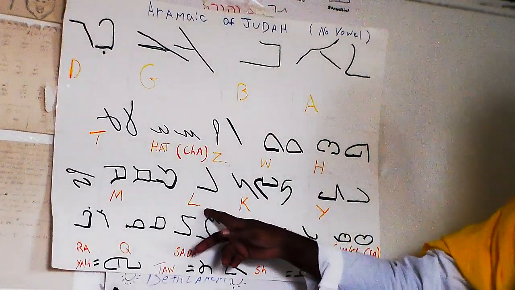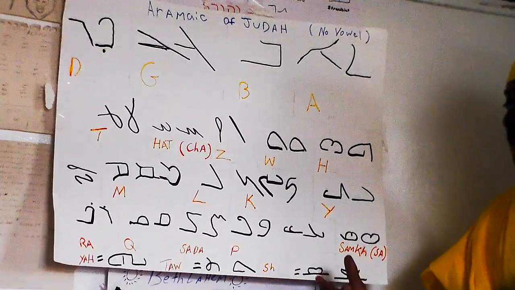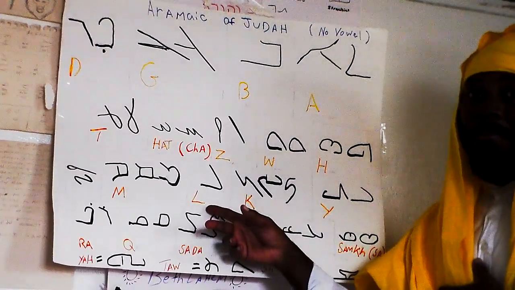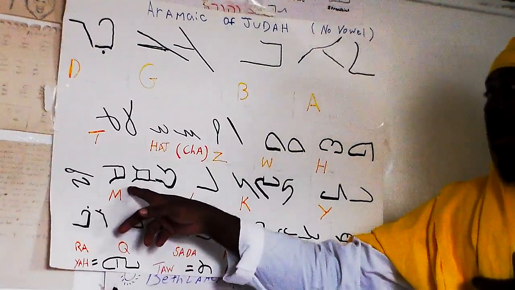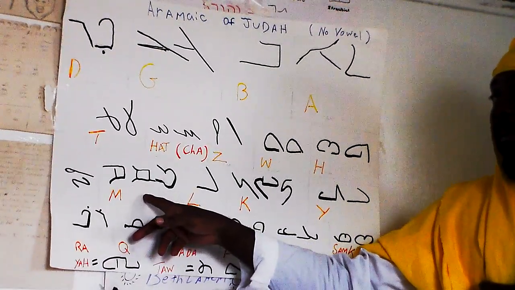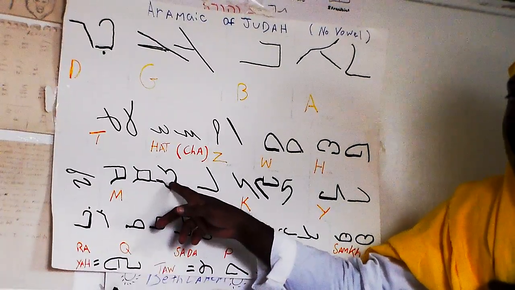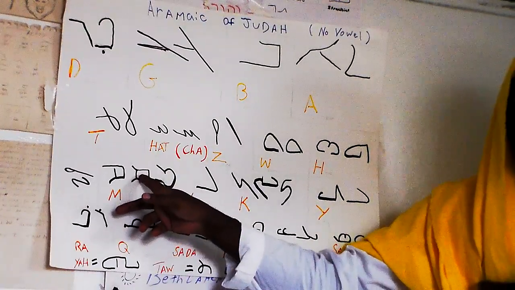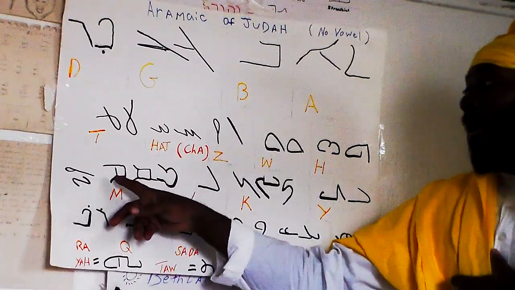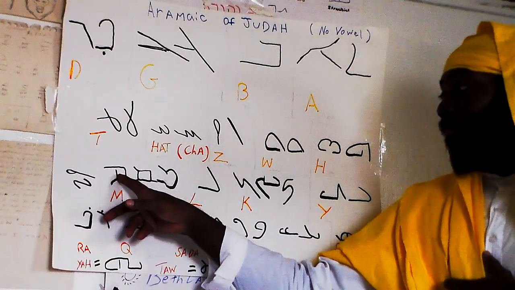La. This is La, known as Lamat. It's La. Ma. This is Ma. You see those three differences? Ma, from the east, both. Both between. And Ma, from the west.